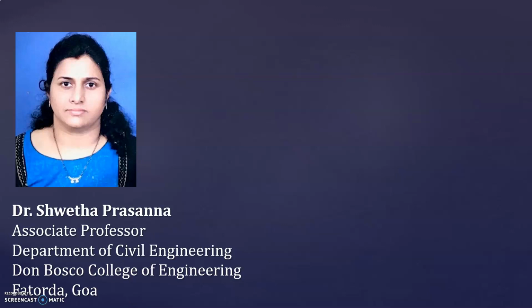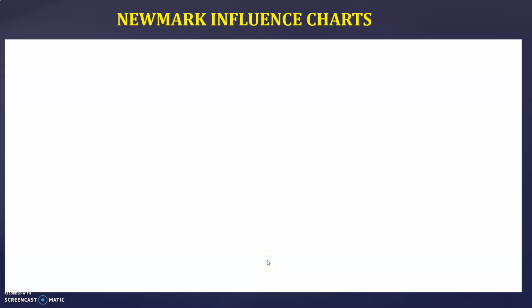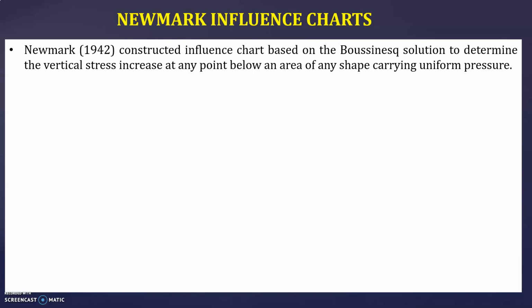Hello, my dear students. Let us discuss one more method of finding the vertical stress, that is Newmark influence charts. Newmark in 1942 constructed an influence chart based on the Boussinesq solution to determine the vertical stress increase at any point below an area of any shape carrying uniform pressure.